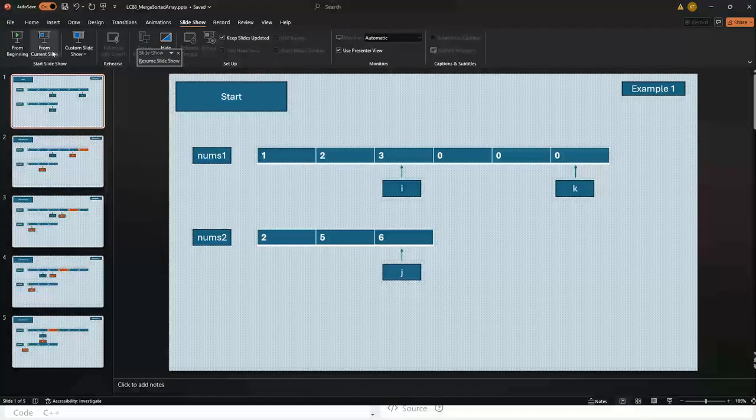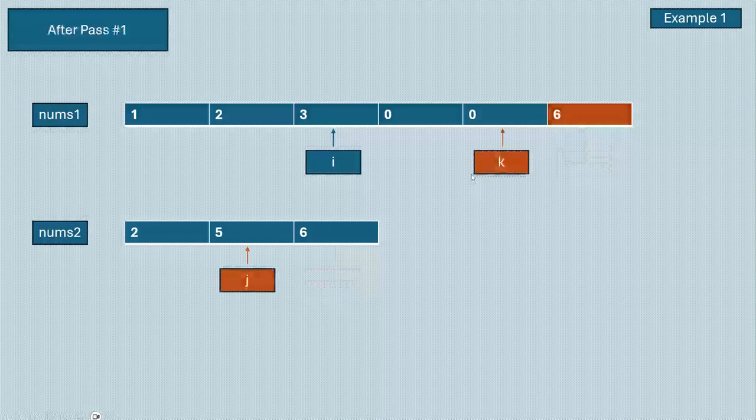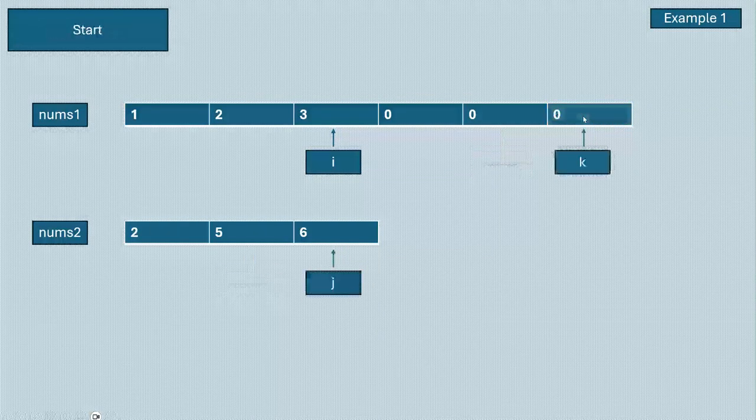right here. Okay, so here's the start, right? We got nums1, nums2, my i, my k, and my j, showing where they're initialized to. After the first iteration of the while loop, what ends up happening is that we update the last element with the value 6. The value 6 comes from nums2, so the last value of nums2.